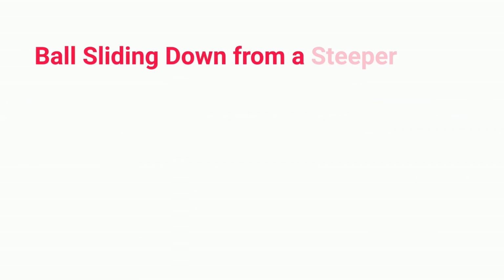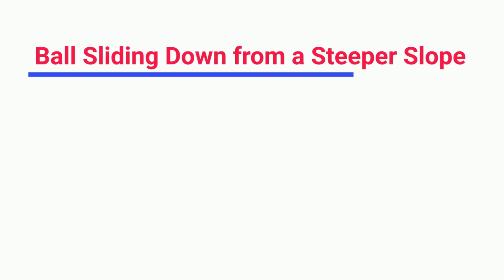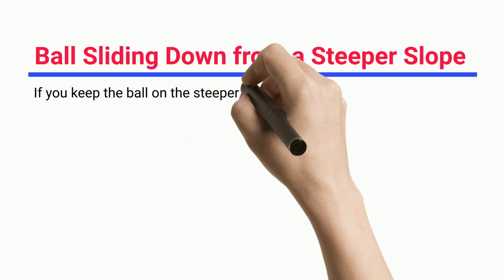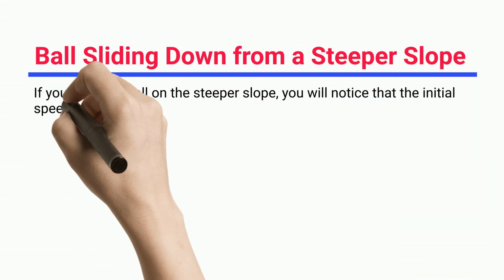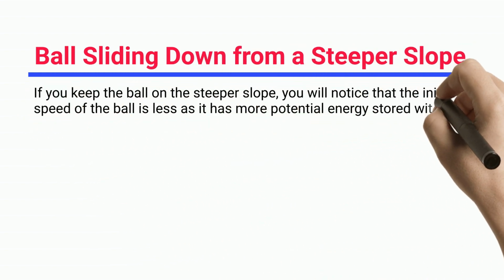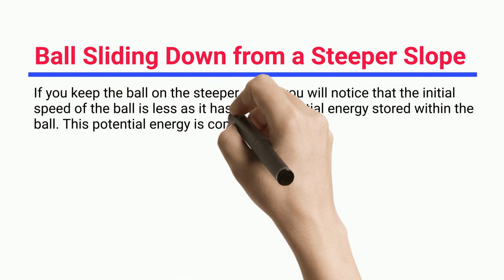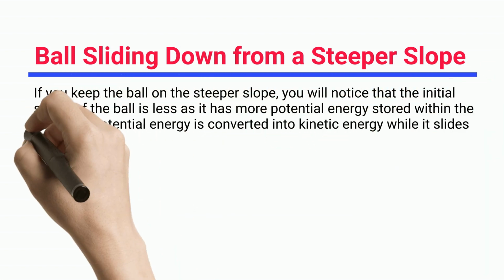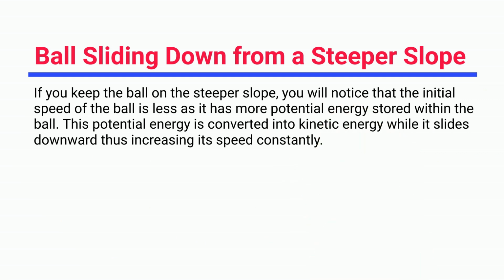Ball sliding down from a steeper slope. If you keep the ball on the steeper slope, you will notice that the initial speed of the ball is less as it has more potential energy stored within the ball. This potential energy is converted into kinetic energy while it slides downward, thus increasing its speed constantly.